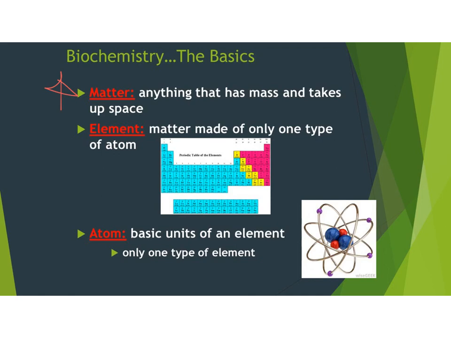Okay, and an element is matter made up of only one type of atom. If you see it on the periodic table of elements, then it's an element, okay? An atom is the basic unit of an element. Remember, atoms have protons, neutrons, electrons, all that. We aren't going to really get into that. That's more for chemistry, but just so we are all kind of working with the same definitions today.